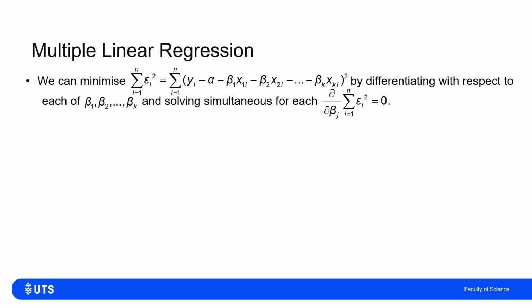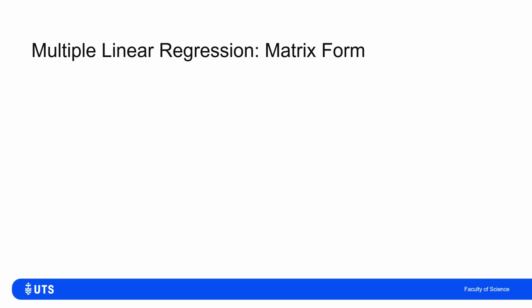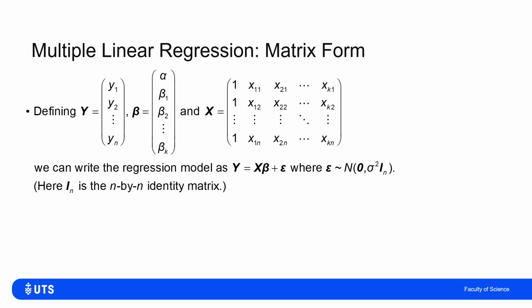So when I say the theory is the same, that's true, but that doesn't mean the implementation isn't a lot messier. But this is where a little bit of relatively simple matrix algebra can, I wouldn't say make the calculation easier, but make the calculation tidier. What I can do is, instead of writing down all of these different equations that I have to calculate by differentiating with respect to each variable, I can write down one matrix equation.